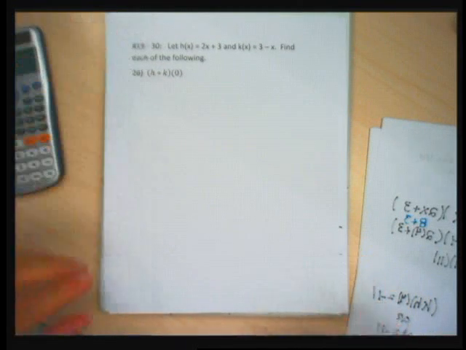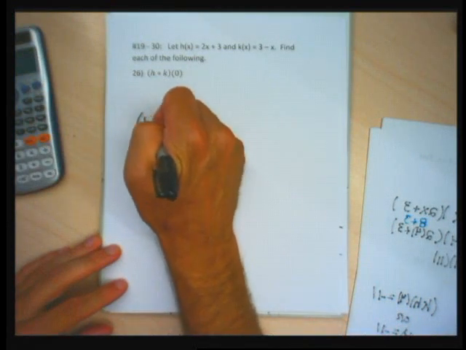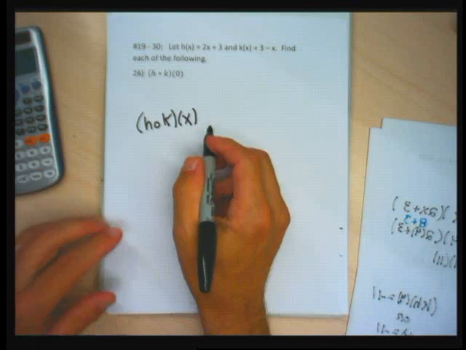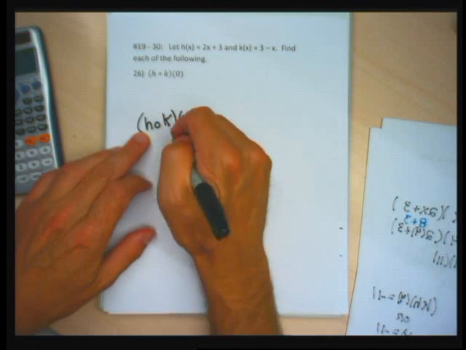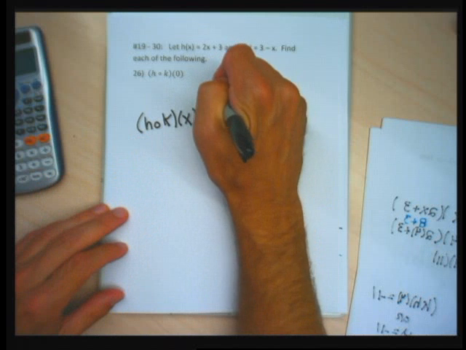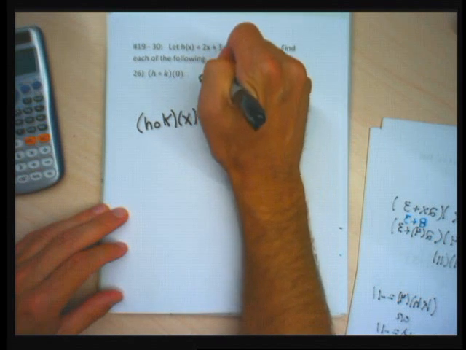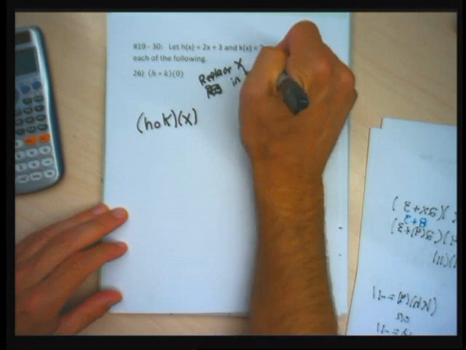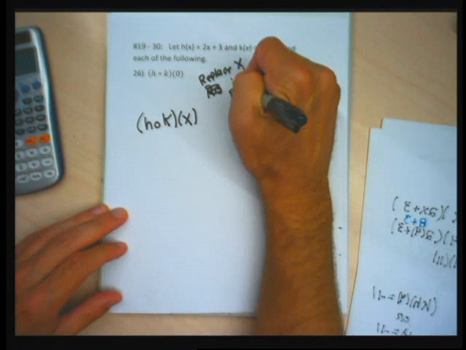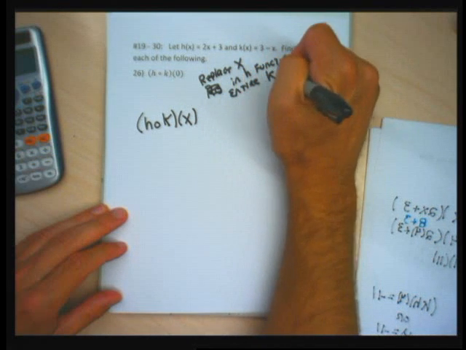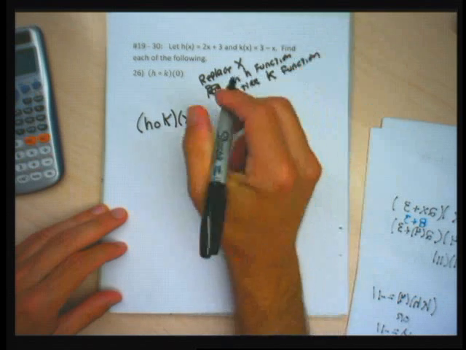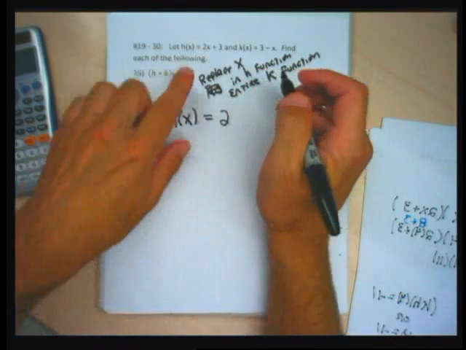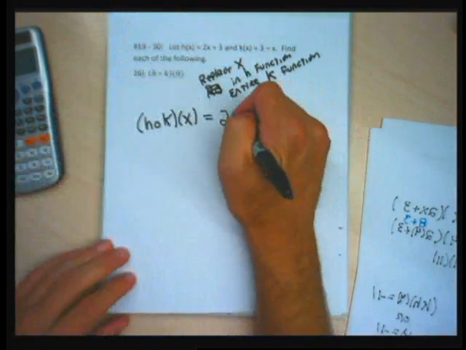26 is the evil composition, but it's not so horrible. So again, for all these problems, I'm going to pretend there was an x. To do this, I have to write the right side. I need to replace the x in the h function, because that's written first, with the entire k function. So to do h composed with k, I take the h function and change its x to the k function, 3 minus x.